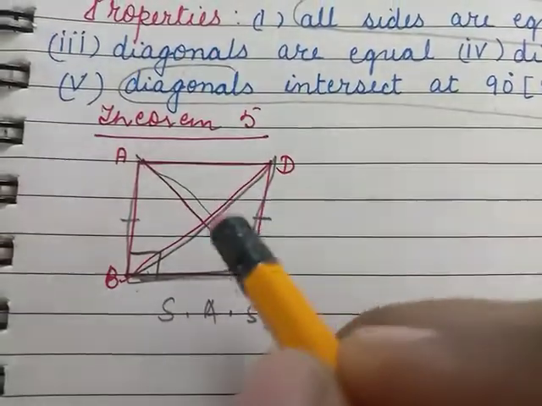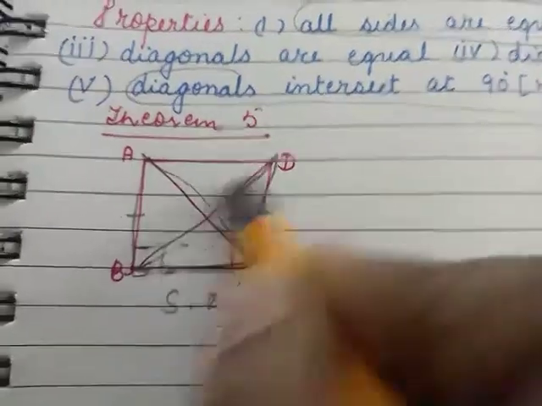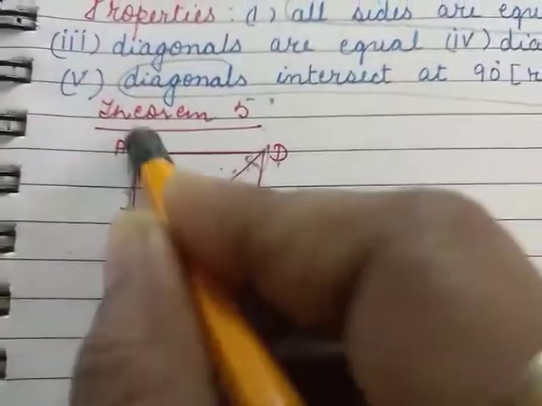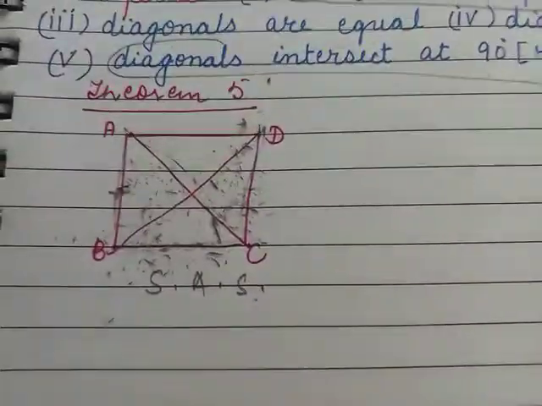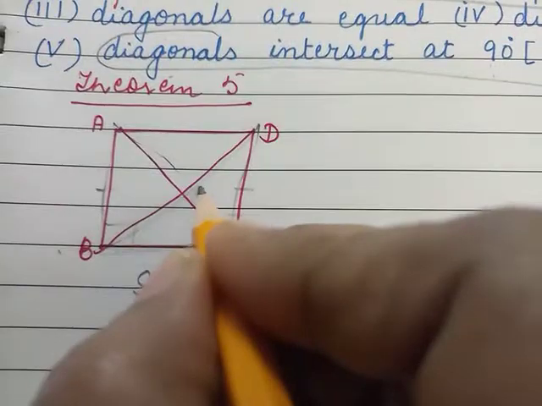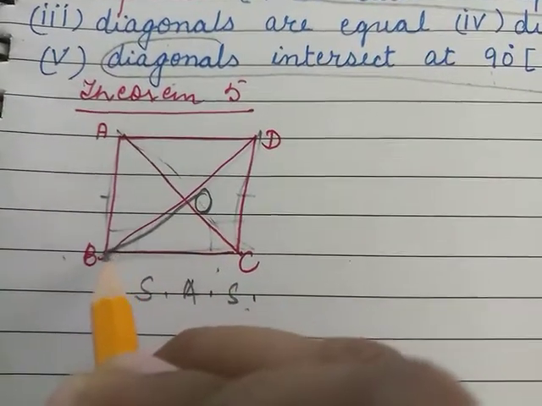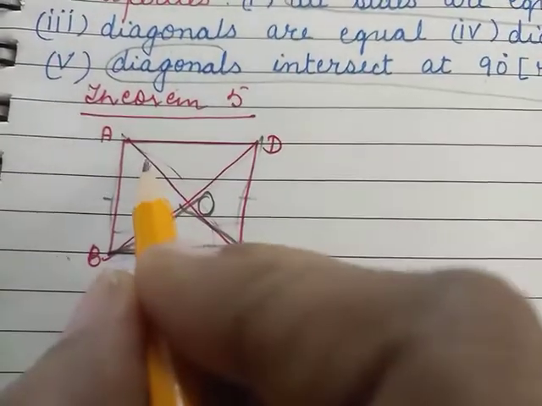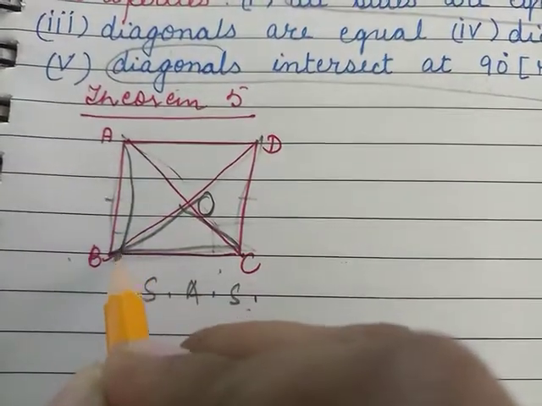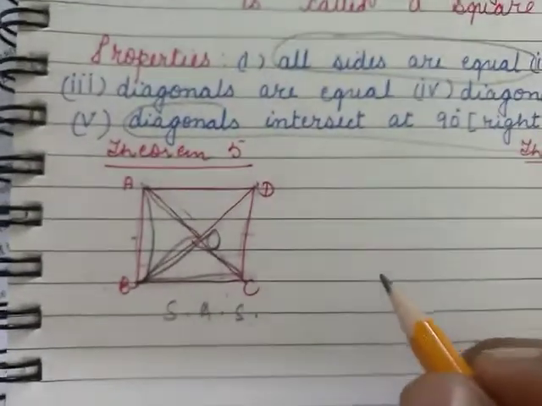Now to prove the other part, that the diagonals bisect each other, I let the diagonals bisect each other at O. For that I consider triangles BOC and AOB. I consider these two triangles.